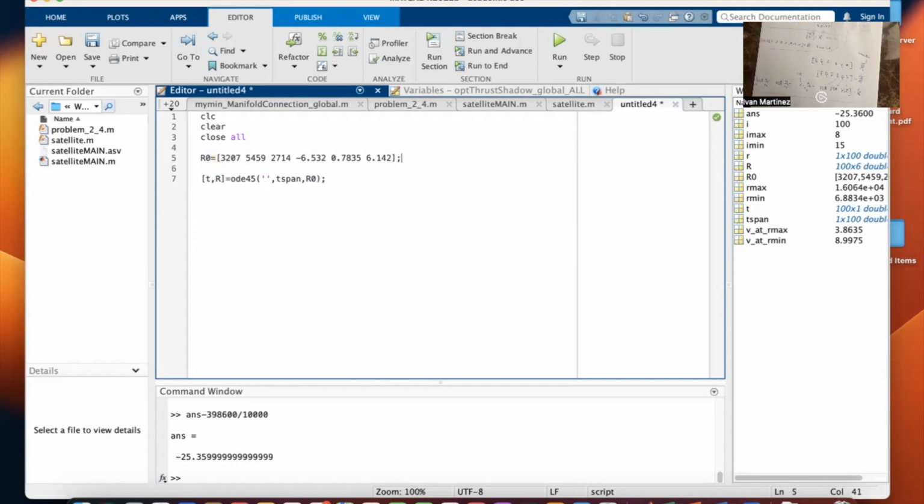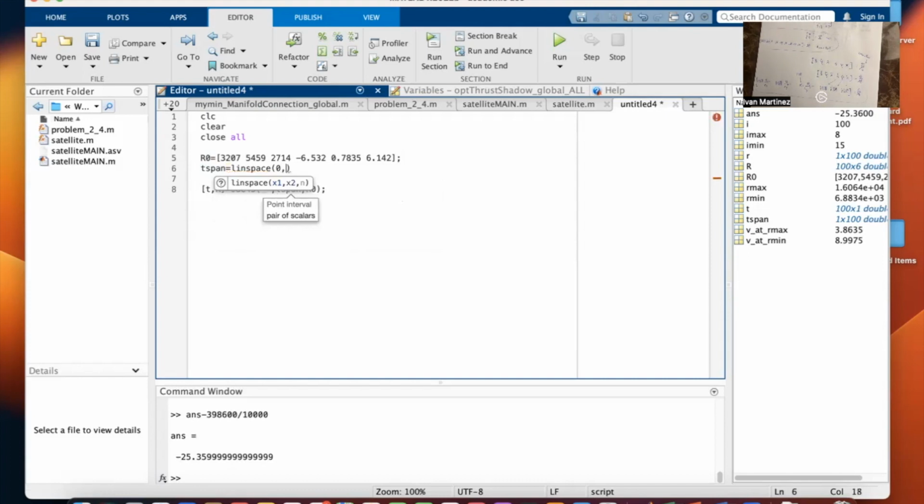Okay, then t-span. T-span means how long you want to integrate the equations for. We haven't been given any hint. All we know is that we have a satellite orbiting the Earth, so we don't know how much time we want to integrate. For sure, we're going to start at t0.